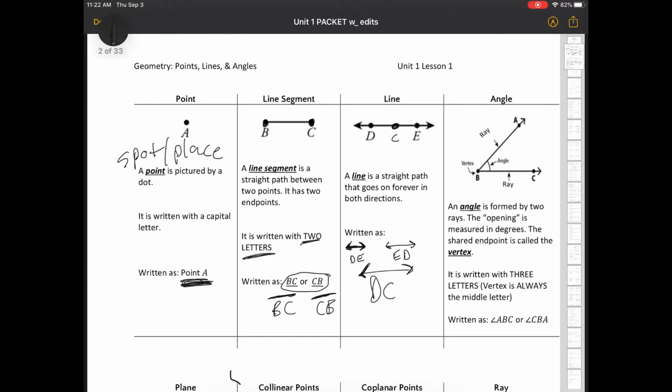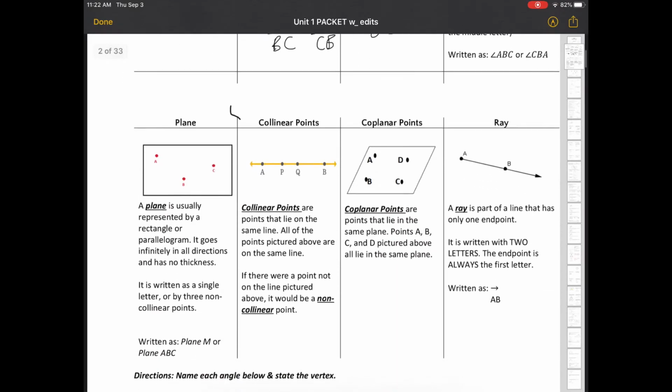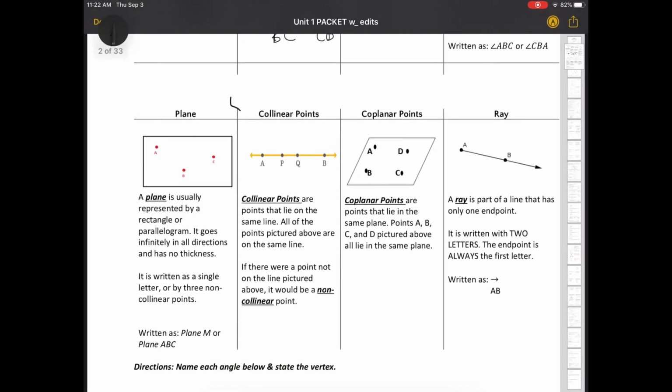So, the next thing is an angle. Before we get into this, I'd like to first talk about what a ray is. A ray is a part of a line that has only one endpoint. As you can see up here, there's one side that goes on forever with an arrow, and A is a hard point or a hard stop. It doesn't go any further than that.